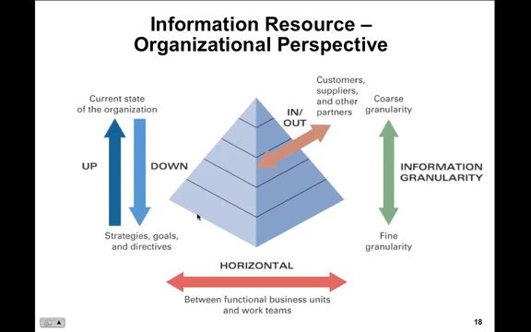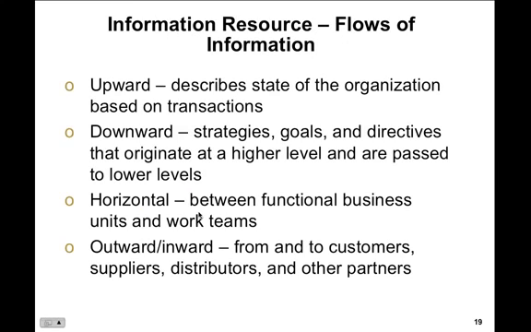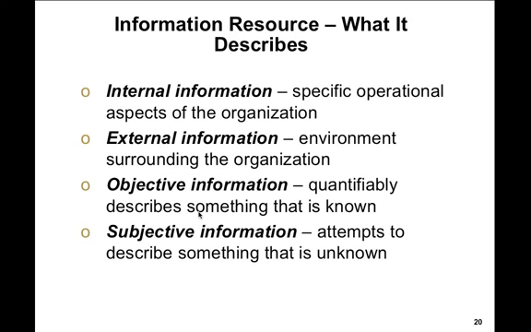You're only going to get each individual single abstraction on the bottom, each individual transaction on the bottom. The downward strategy, goals, directives, looking at it from pass through the levels. So you can look at the business functional units as well in terms of work teams and stuff. So I think I pretty much hit most of those points.